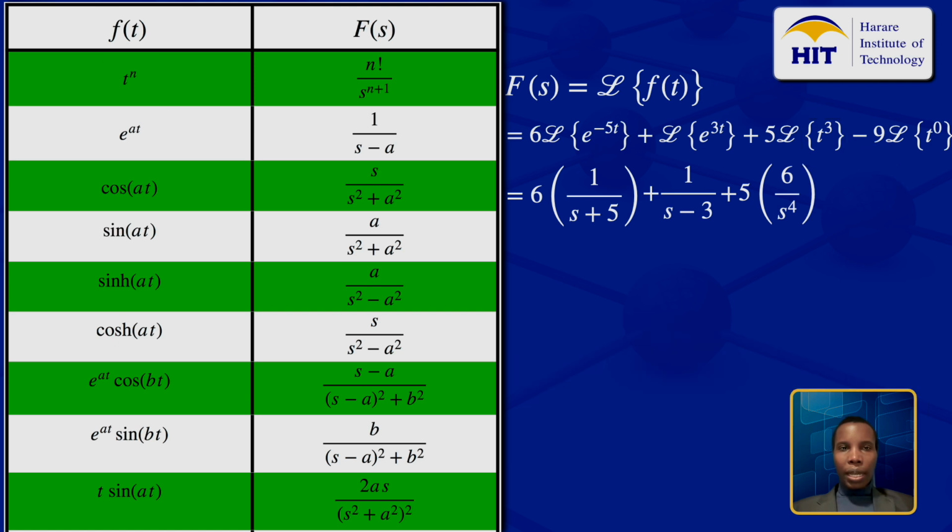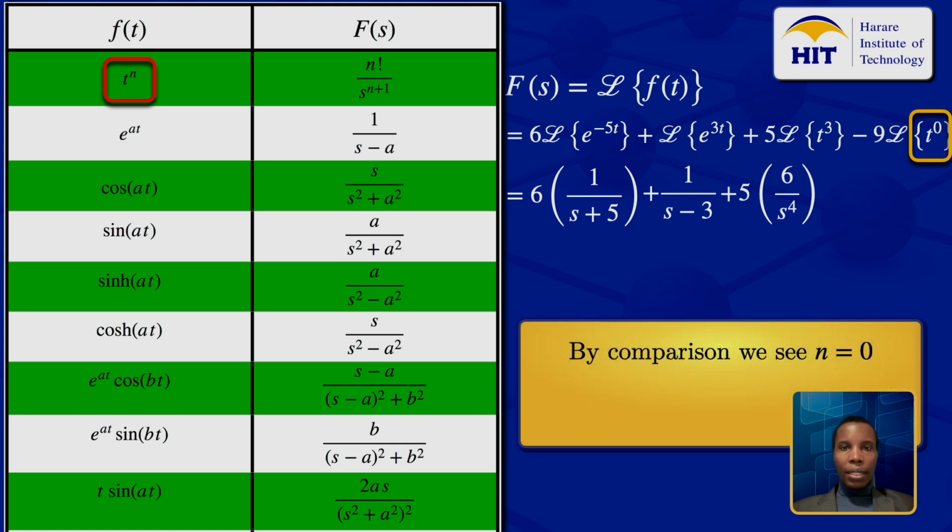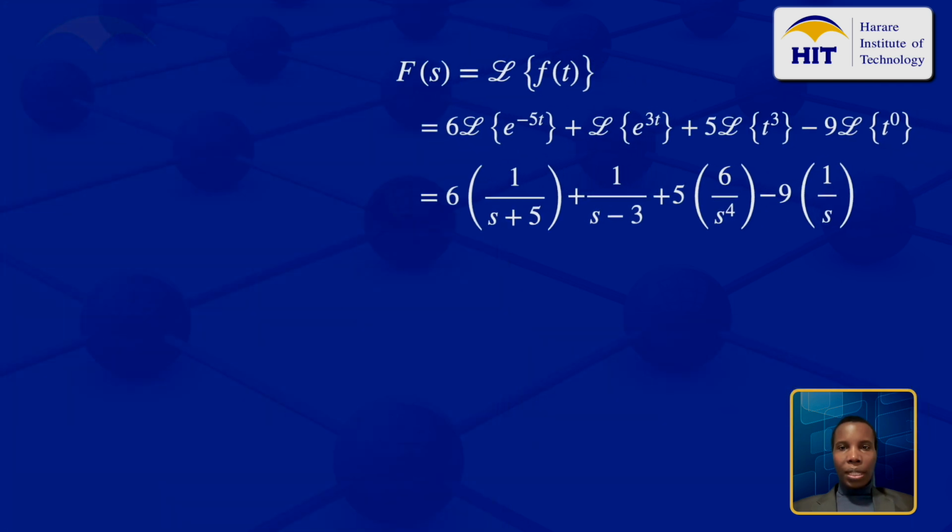Then go on and look at the last one here, where we have t to the power 0. T to the power 0 is of this form here, t to the power n. By comparison of the two highlighted functions, we see that our n is equal to 0. So if n equals 0, we substitute it on this part here, so that our Laplace transform becomes 0 factorial over s to the power 0 plus 1, and that will give us 1 over s. So I'll go on and substitute it here, so that we have minus 9 times 1 over s. So that's the expression that we have there.